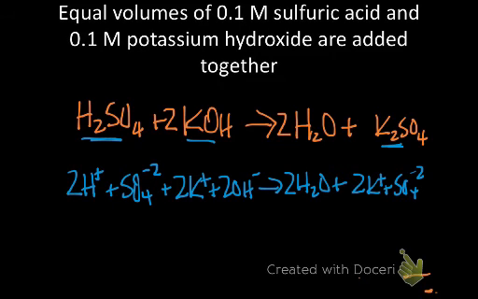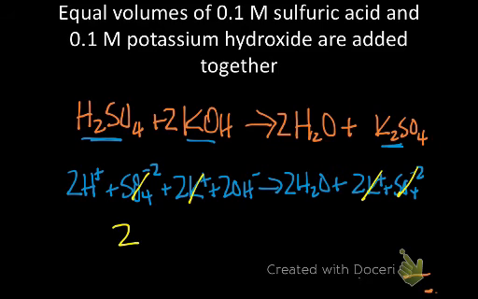Next step on this one, look and see if anything cancels out, if we have any spectator ions. So in this case, our SO4 minus 2 is the same on both sides, and then our K plus stays unchanged. And again, spectator ions are ions that are unchanged over the course of the reaction, so they have not changed from one side of the reaction to the other.